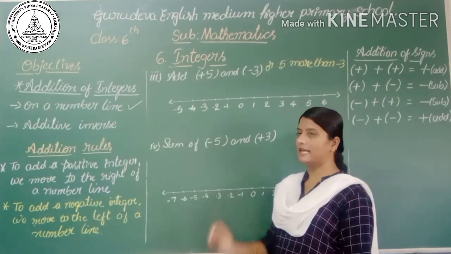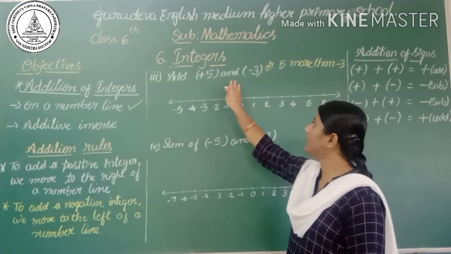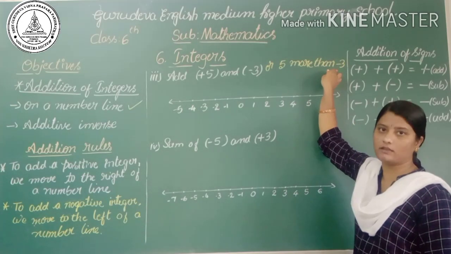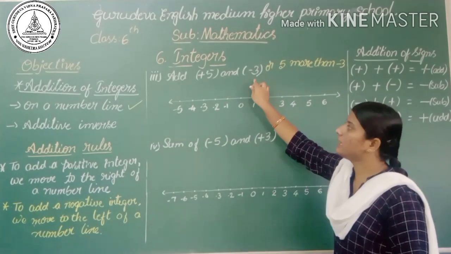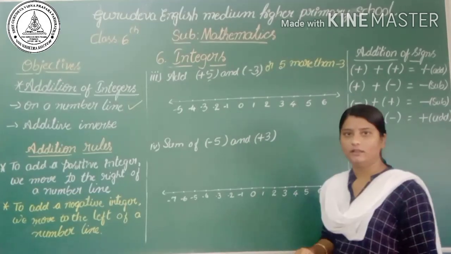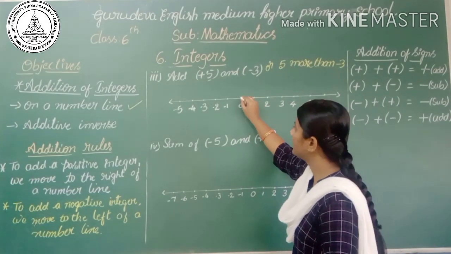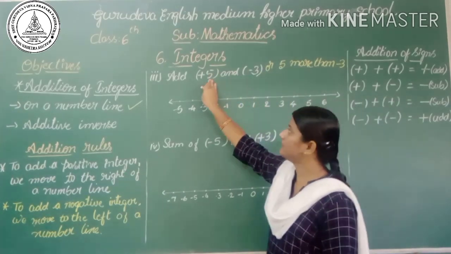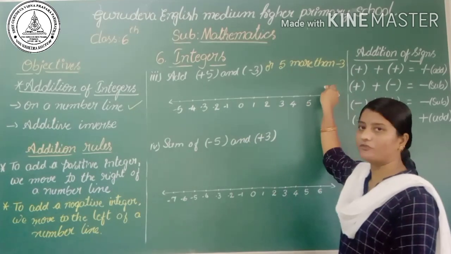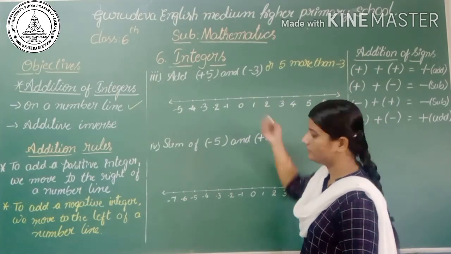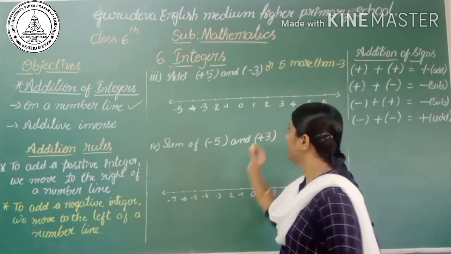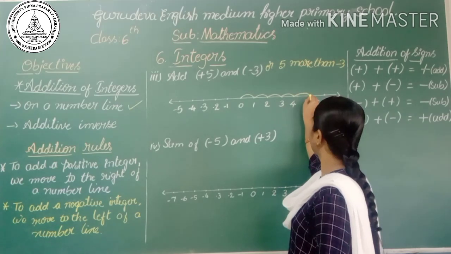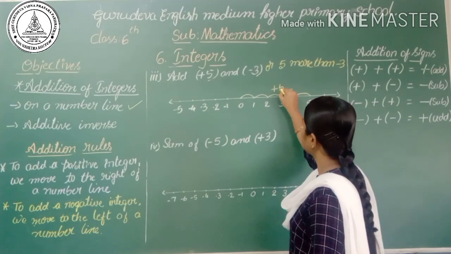The third example is add plus 5 and minus 3, or we can also say 5 more than minus 3. What we have to do here: first we have to mark the plus 5 on a number line. So we move from 0, 5 steps to the right of the number line. Right? So here there is a plus 5. Let's move here: 1, 2, 3, 4, 5. So it is plus 5.